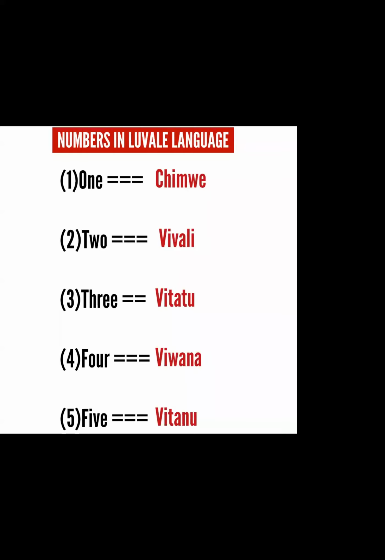So today we are looking at numbers in the Luvale language. 1, chimwe. 2, vivali. 3, vitatu. 4, viwana. 5, vitanu.